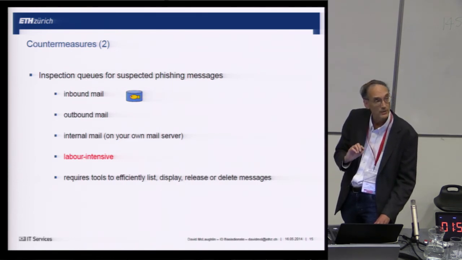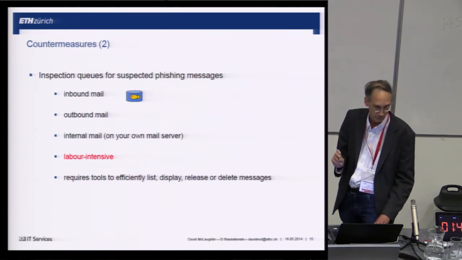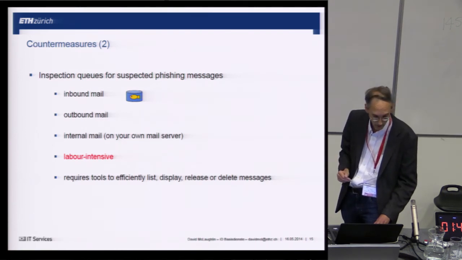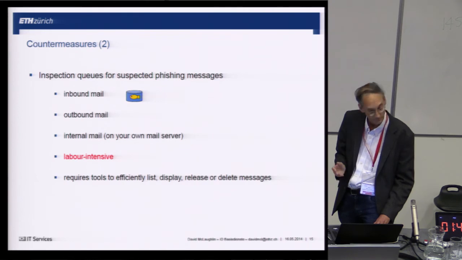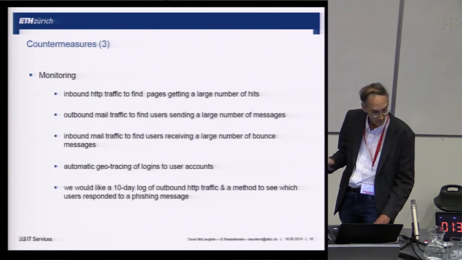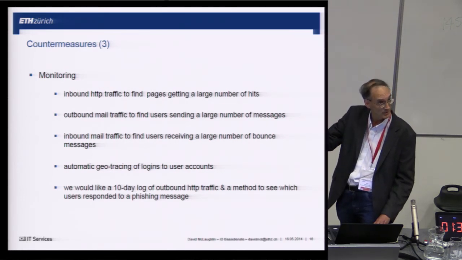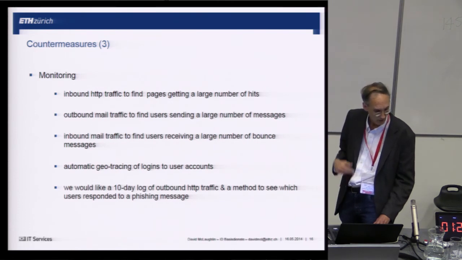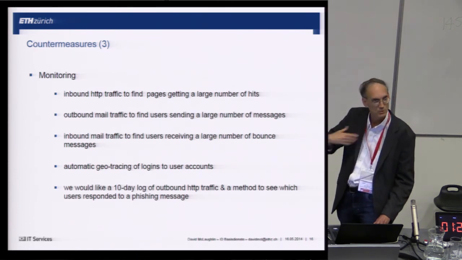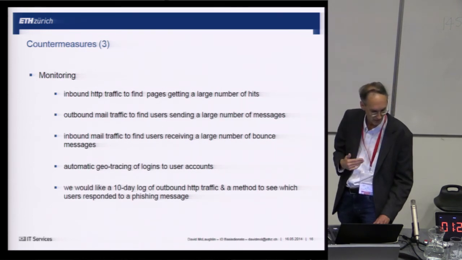We're going to have to filter mail internal to the mail server. This is all very, very labor intensive. It's all expensive in terms of manpower. It requires tools to do it efficiently. You have to monitor HTTP traffic and mail traffic, HTTP traffic to see if a page is suddenly getting a bunch of hits. Maybe it's a phishing web page. Looking at suddenly somebody sending a huge number of messages when they normally don't. Looking at somebody getting a lot of non-deliveries. We do things like geotracing of logins.